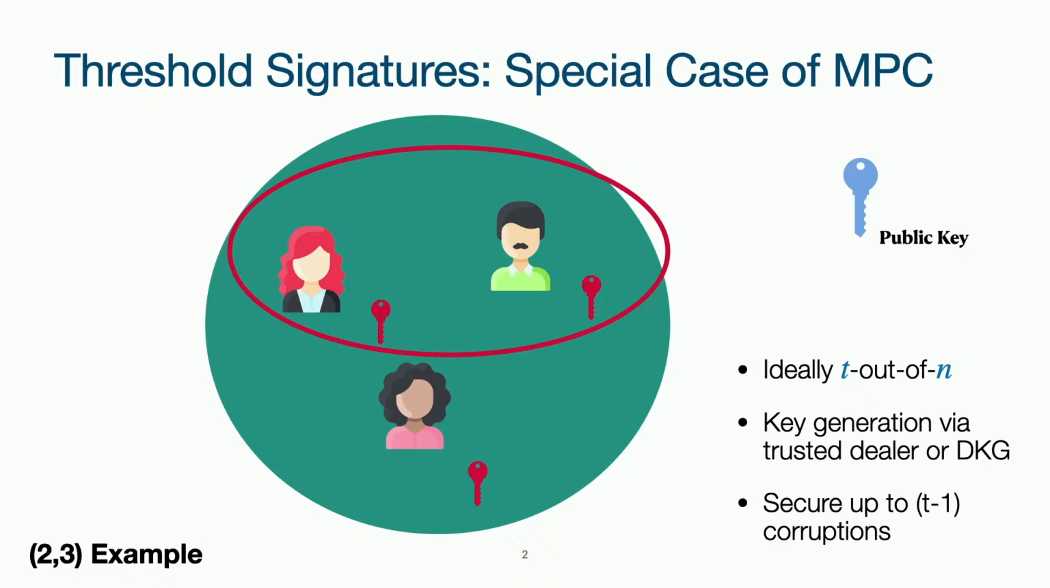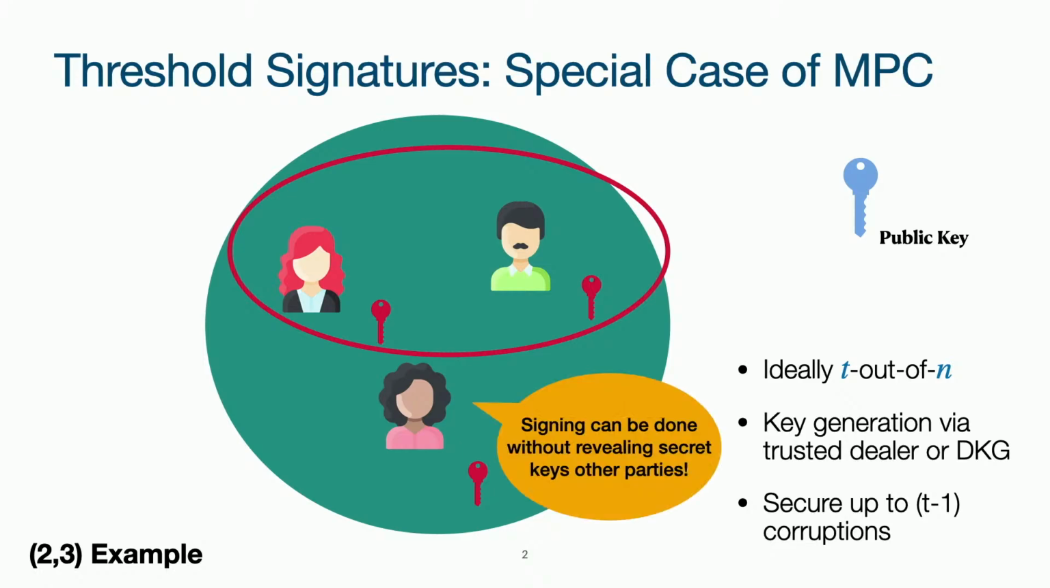Generally we say the scheme is secure up to T-1 corruptions. So in our example, 1 party could be corrupted, and we would say the scheme is still secure. Key generation can be done in one of 2 ways. It can be done via what we call a trusted dealer, where one dealer generates all of the key material for the whole set of parties. Or it can be done by what we call a distributed key generation protocol.